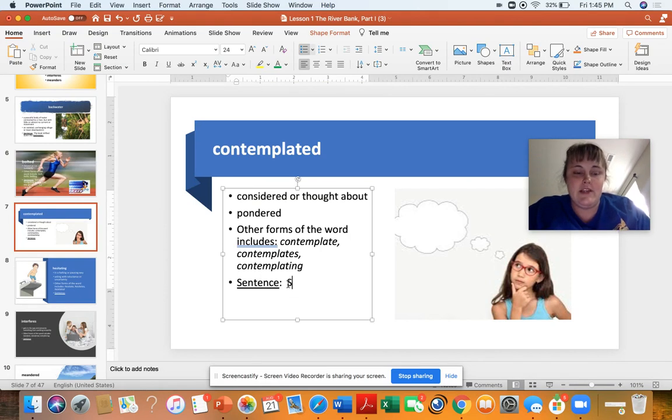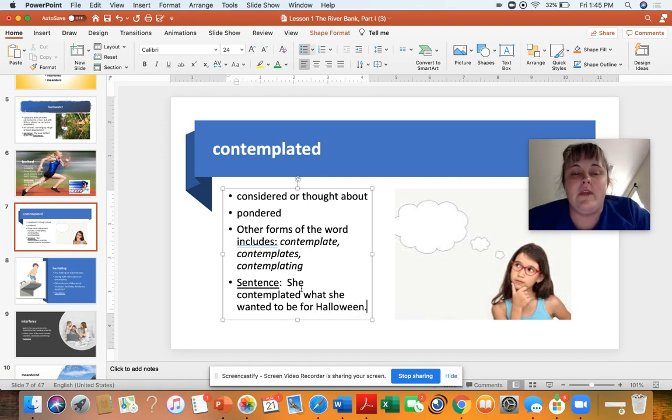she contemplated what she wanted to be for Halloween. I'm thinking about Halloween. You can tell I've got fall weather on my brain.